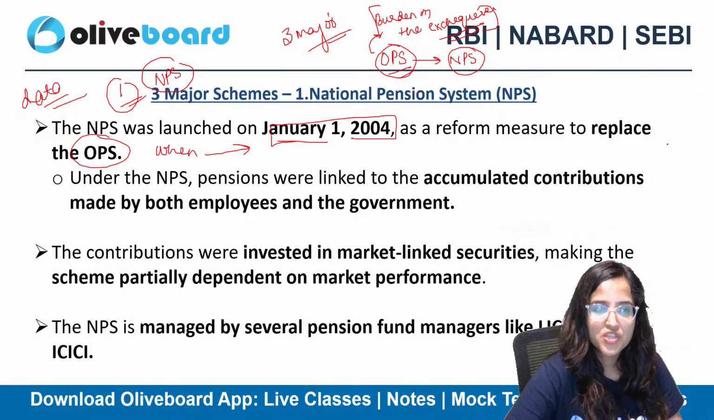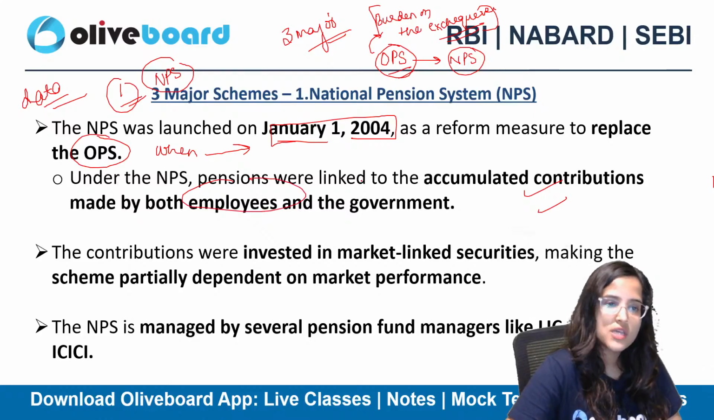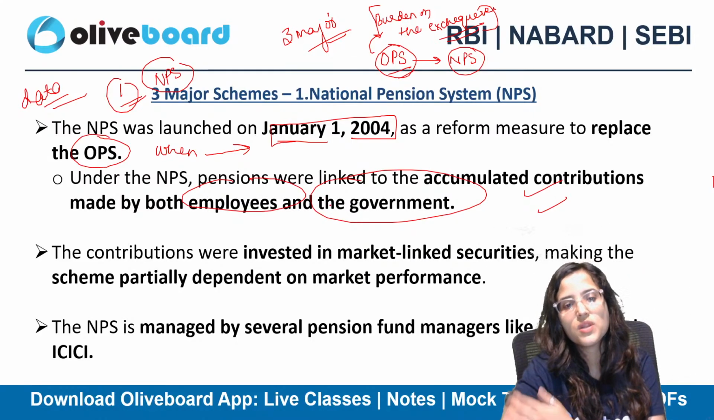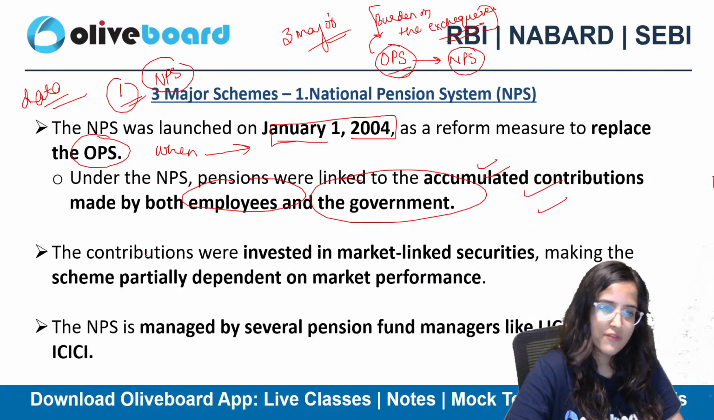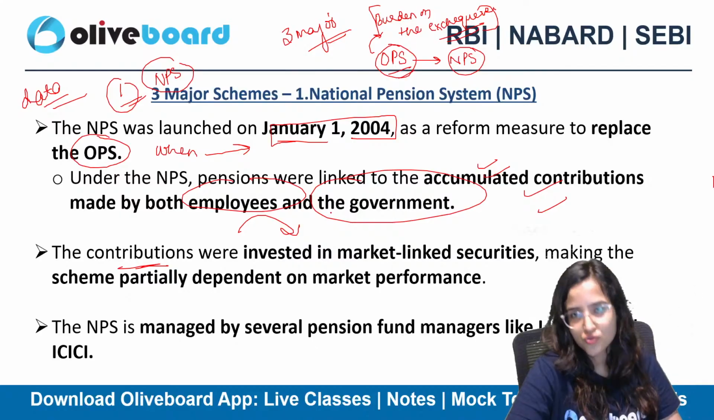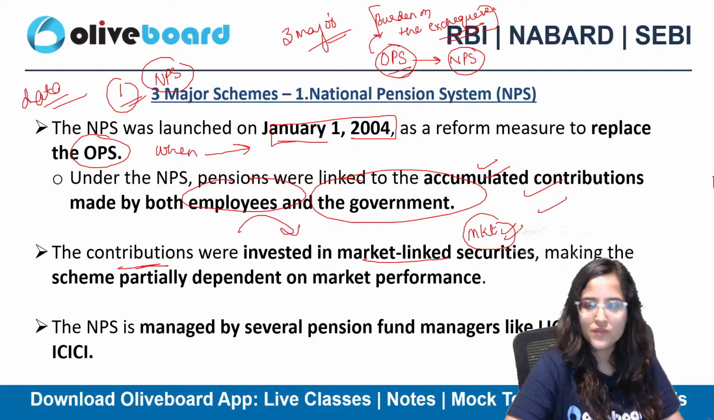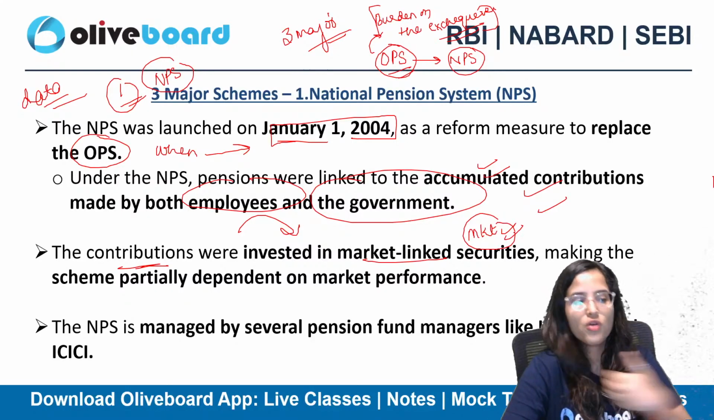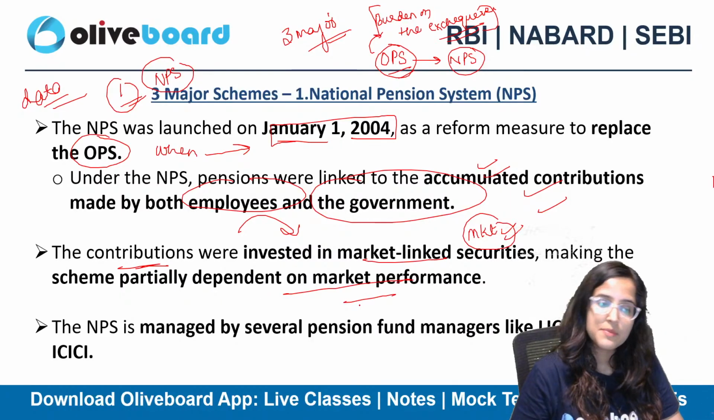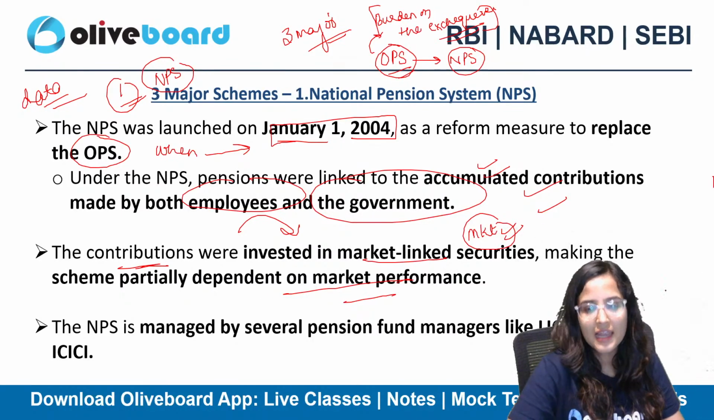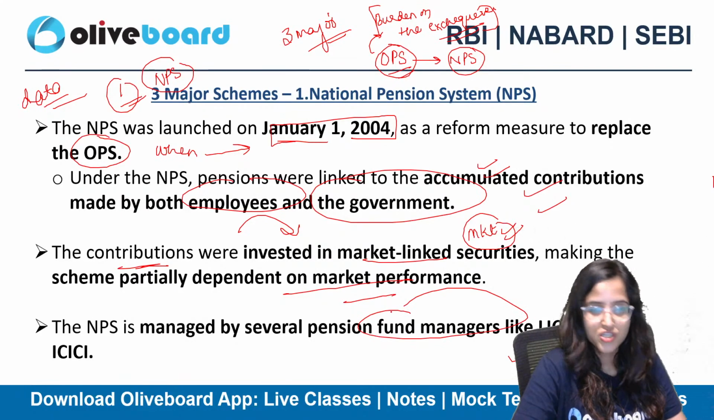So under this, NPS pensions were linked to the accumulated contributions made by both the employees and the government. So employees in the government also contribute in providing the pension. And whatever money they are contributing is invested in the market also, in market-linked securities. So based on the performance of the market, the pension will depend on that. So this scheme was partially dependent on market performance also. And NPS is managed by several pension fund managers like LIC, SBI, ICICI. So these are the pension fund managers under this.